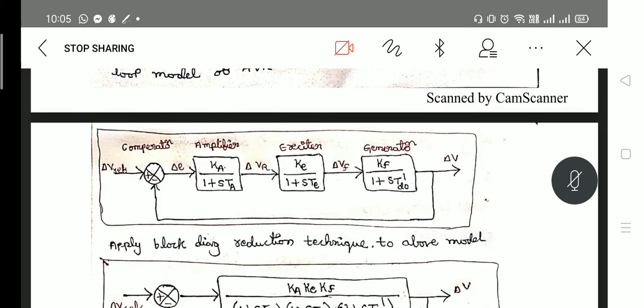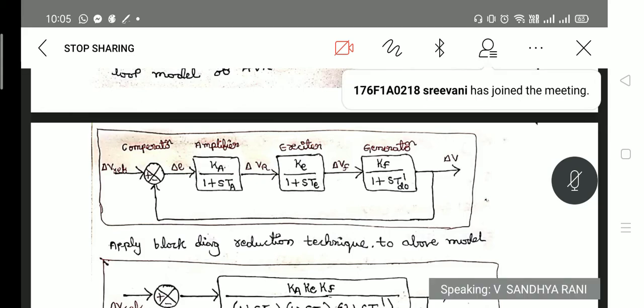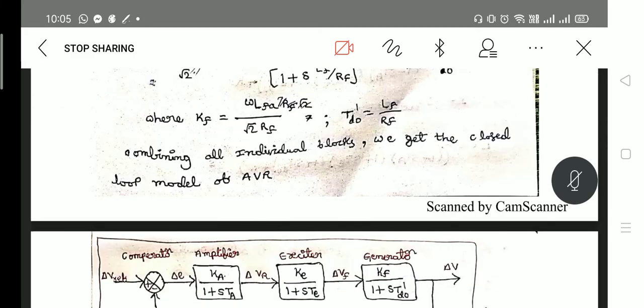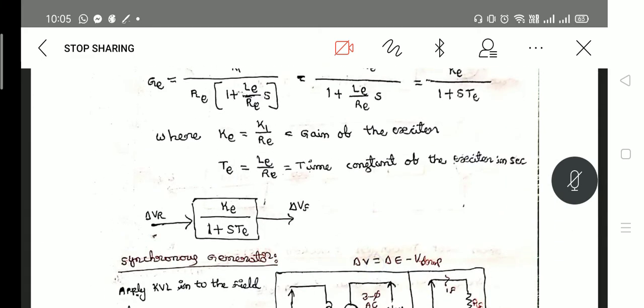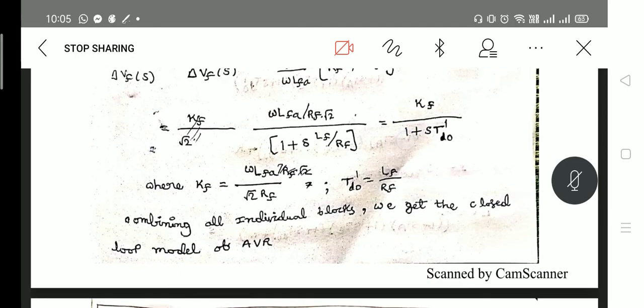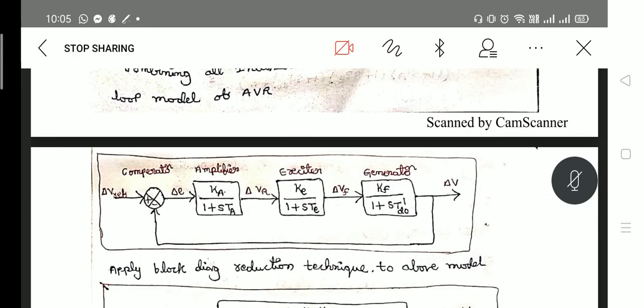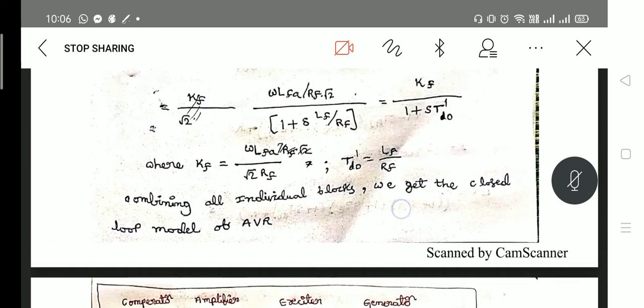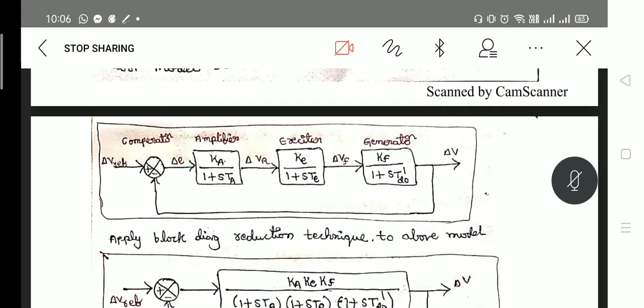Here the input is delta E and the output is delta Vr. The exciter input is delta Vr and output is delta Vf. The transfer function is Ke by 1 plus S TE, right? Then delta Vf is the input of the generator and delta V is the output. The transfer function is Kf by 1 plus S Td naught. We are writing all the components here.